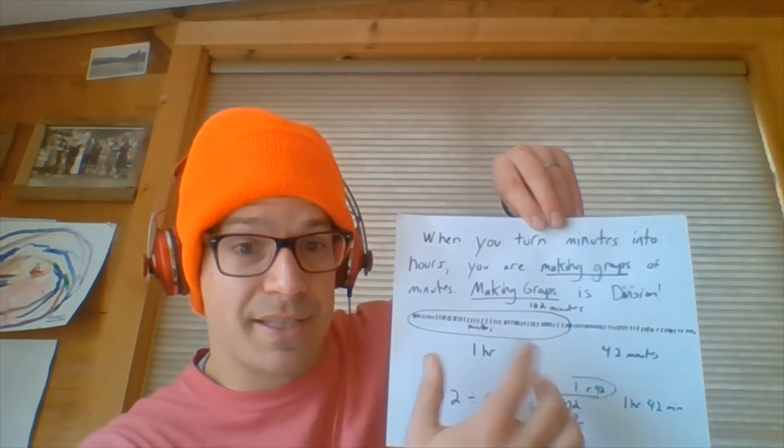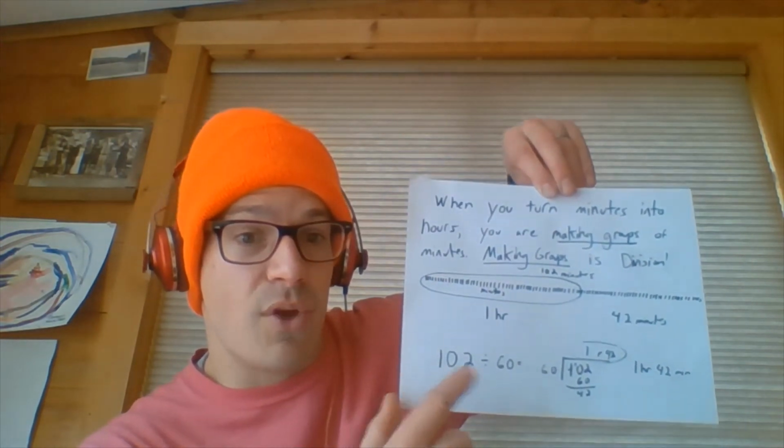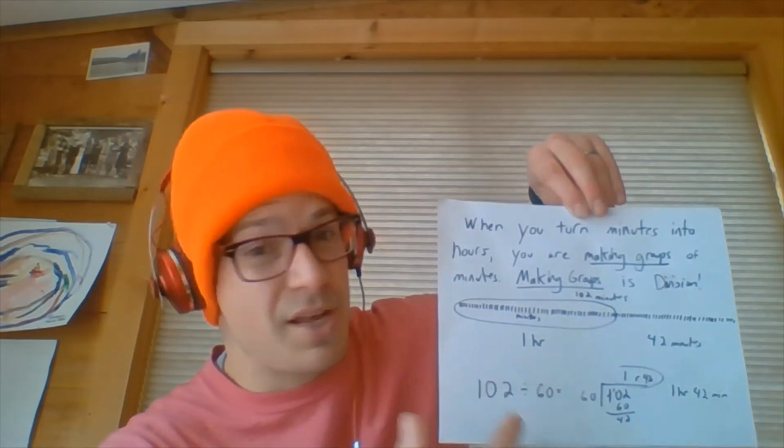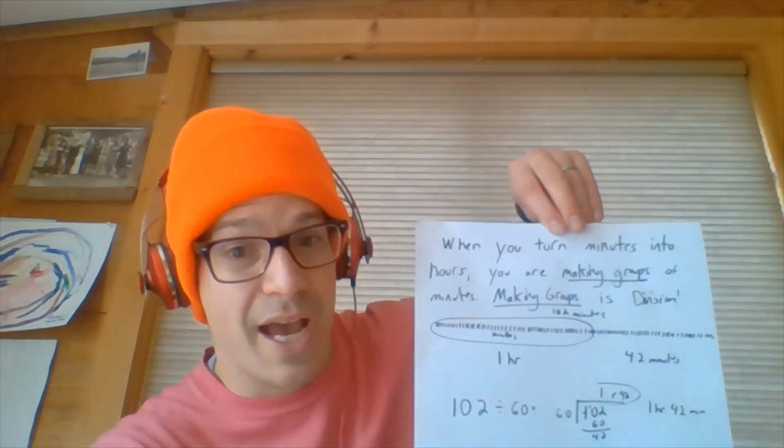So I divided by 60. All I could make was actually one group in 102 minutes. So you'll see if you actually draw a visual here, drawing a visual is not the best way to do these problems because it took me a long time and a lot of counting to make 102 dashes.